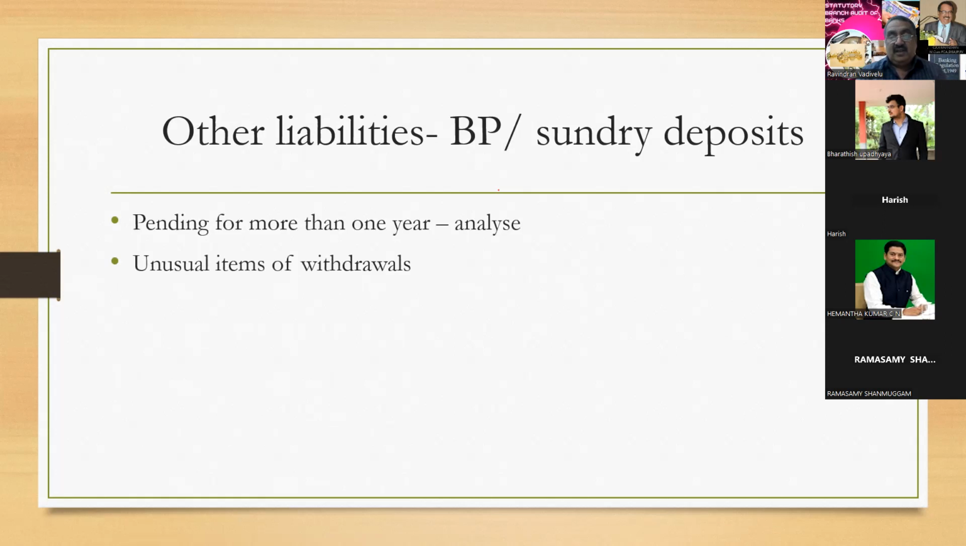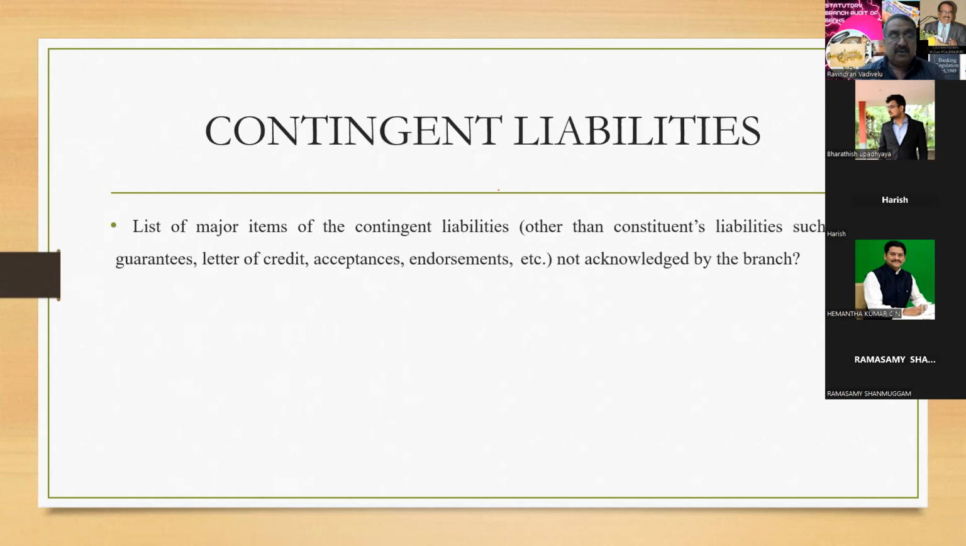Unusual items of withdrawal. Suppose suddenly from the last year's sundry deposits, somebody has withdrawn the money. Whether the withdrawal for the specific purpose has been fulfilled or not. As an auditor, if any unusual items have been withdrawn without any evidence, you have to give that point specifically in your report. And contingent liabilities: that is the liability may come or may not come. So that is called contingent liability.